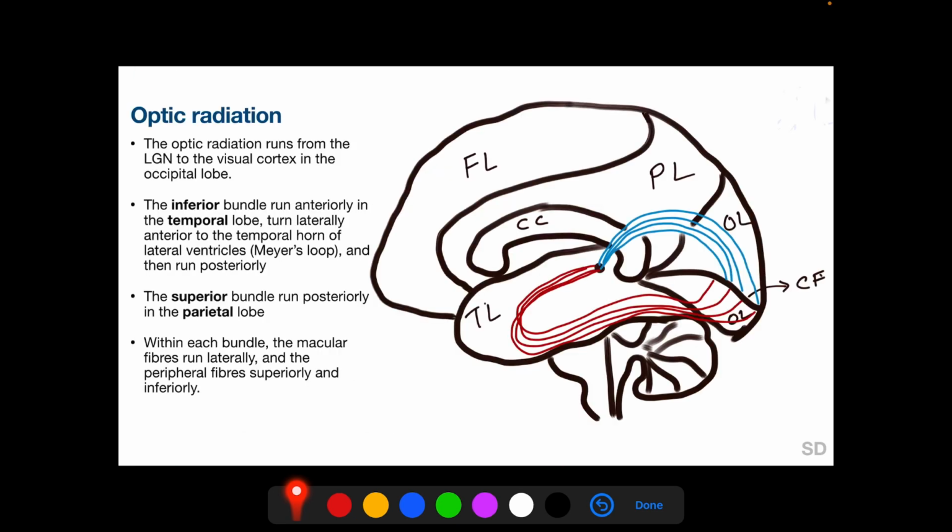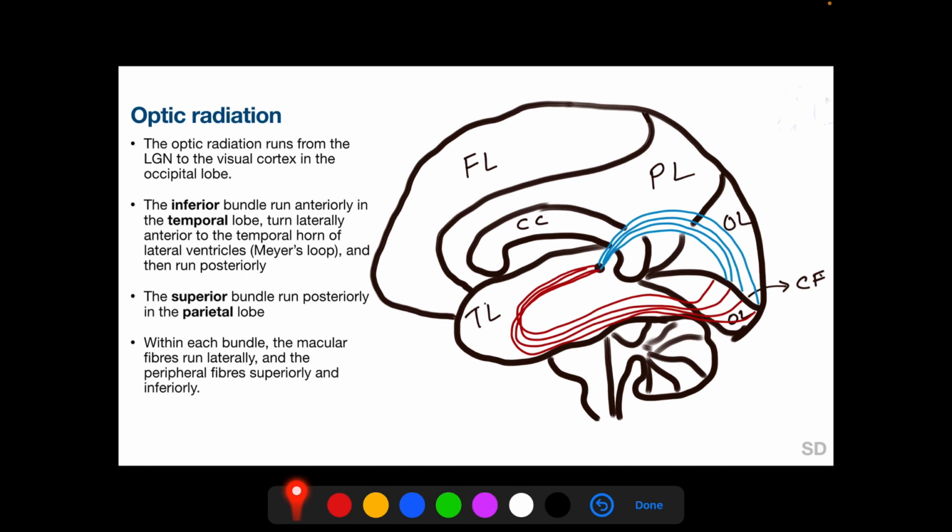The optic radiation runs from the lateral geniculate nucleus to the primary visual cortex in the occipital lobe, and there is a superior bundle of the optic radiation and an inferior bundle of the optic radiation. The inferior bundle runs anteriorly in the temporal lobe and then turns laterally anterior to the temporal horn of the lateral ventricle, and then runs posteriorly to the primary visual cortex in the occipital lobe.